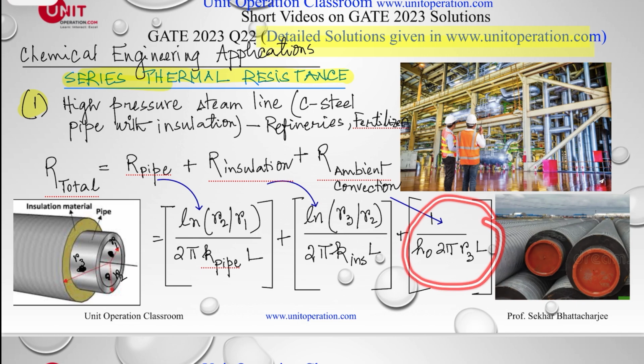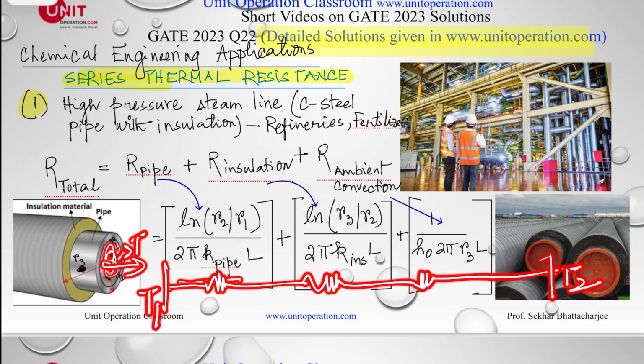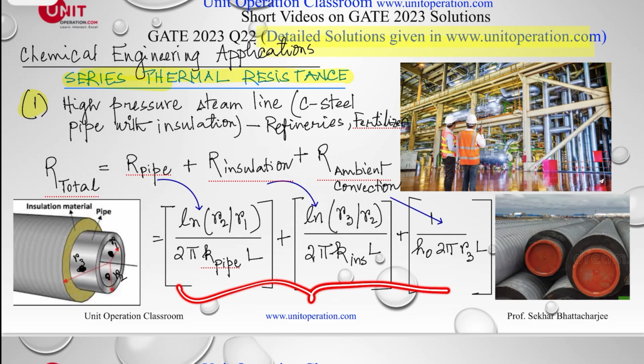As you can see, these are thermal resistances in series. Of course, the temperature inside is T1, whatever fluid is flowing in the pipe, and the outside ambient temperature is T2. So that's the way it is done for series thermal resistances.